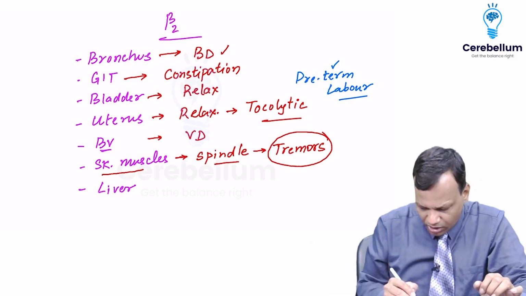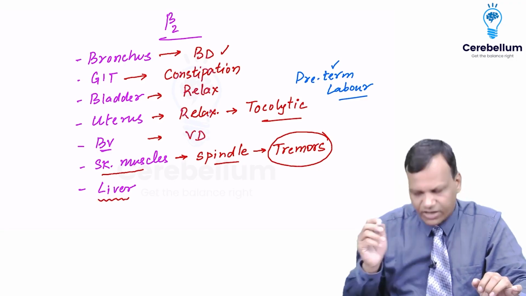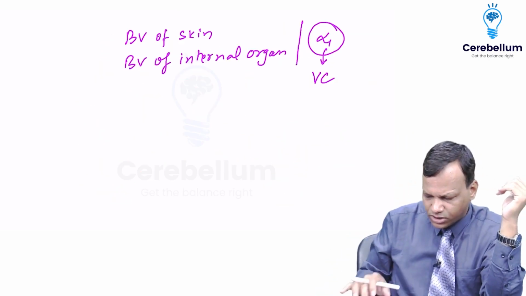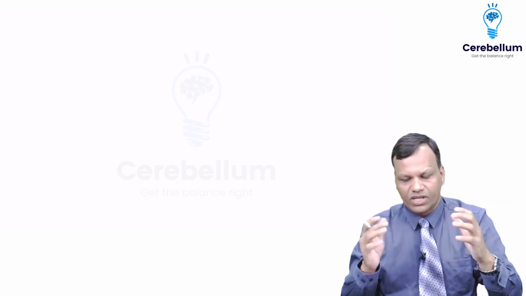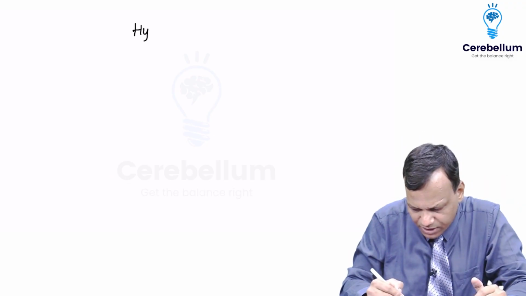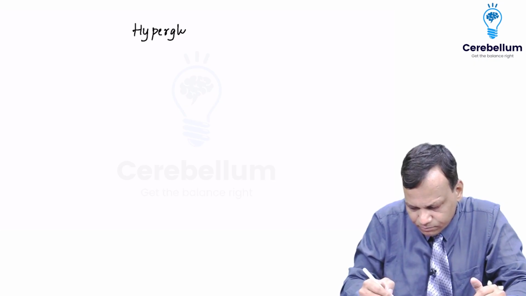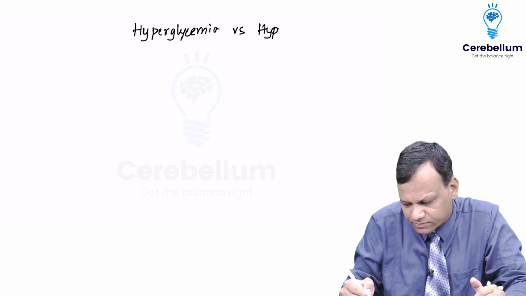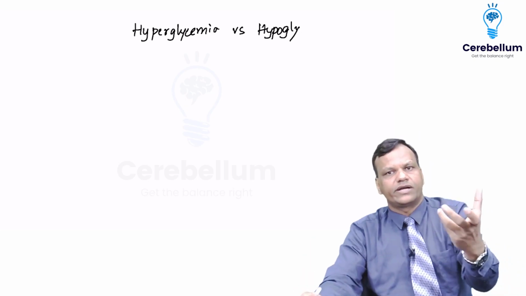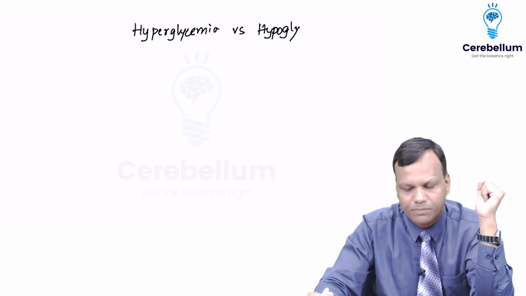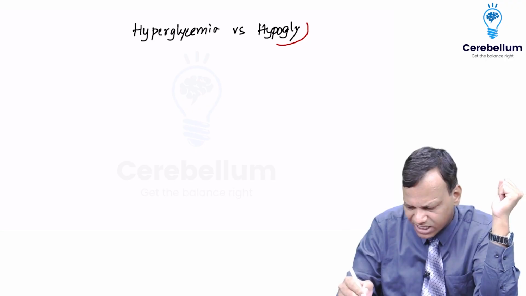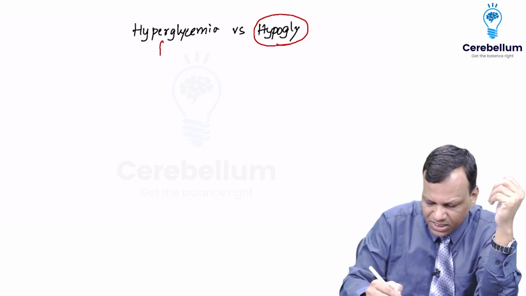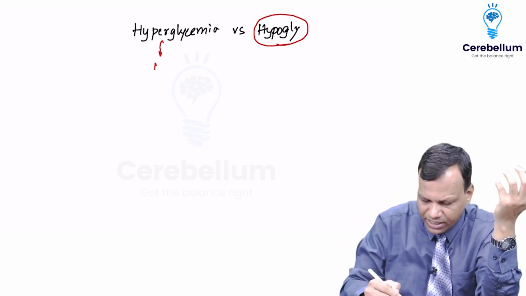Okay. Now, lastly, we will see the effect of beta 2 on the liver. But before going to this, we should try to understand one basic thing. Which is more dangerous, hyperglycemia or hypoglycemia? Which is more dangerous? Let me know. Which is more dangerous, hypo or hyper? Yes, we all know hypoglycemia is more dangerous. The reason is, hyperglycemia is seen in which patient? It is seen in diabetic patients.